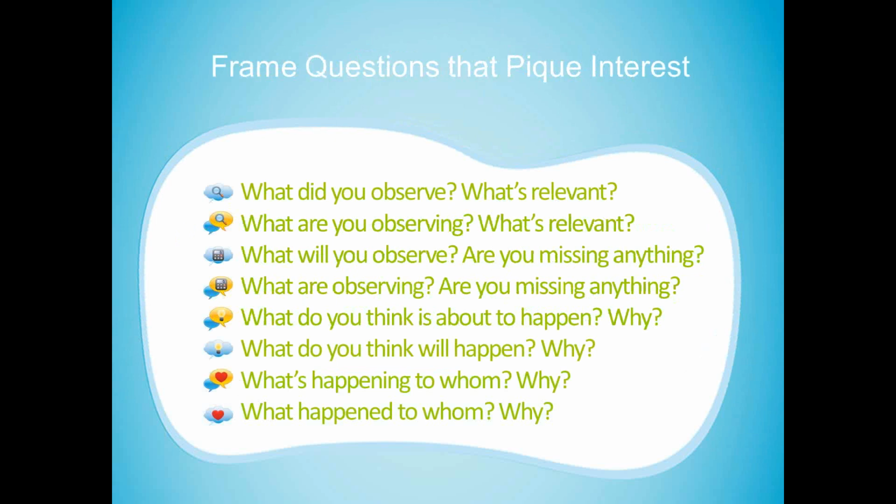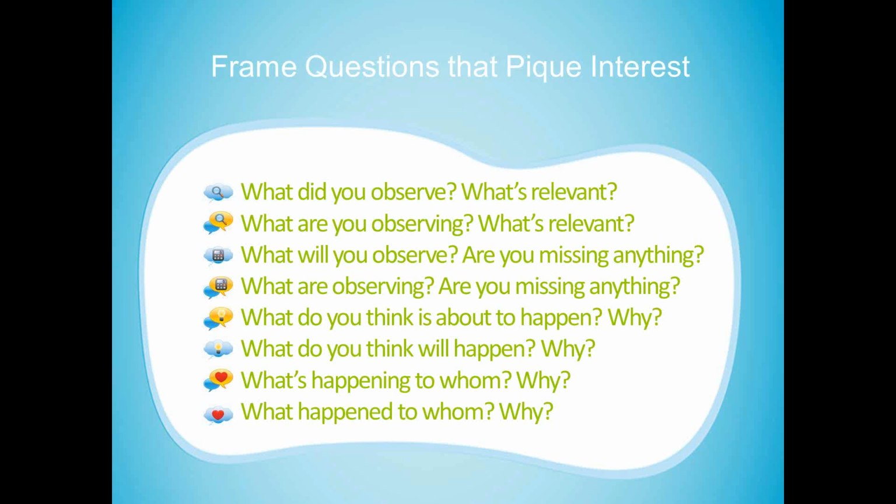Frame the questions in a way that piques interest. So for introverted sensors, what did you observe? So past tense again. What's relevant? For extroverted sensors, what are you observing? What's relevant? Because for both of the sensors, they're going to want to really key into all of the data and all of the details, and it's going to be a whole lot harder for them to sift through what's important because they've keyed into so much different stuff. So asking that "what's relevant" question as a follow-up question is important.